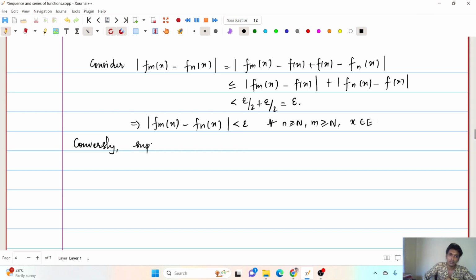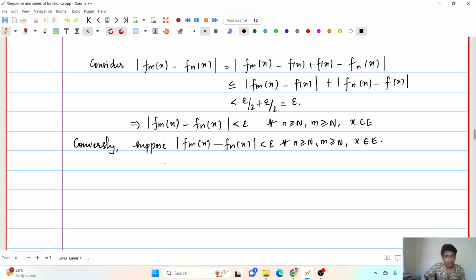Now let us suppose the converse. Conversely, suppose the Cauchy condition holds. That is, suppose absolute of fm of x minus fn of x is less than epsilon for all n bigger than or equal to N, m bigger than or equal to N, and x in E.